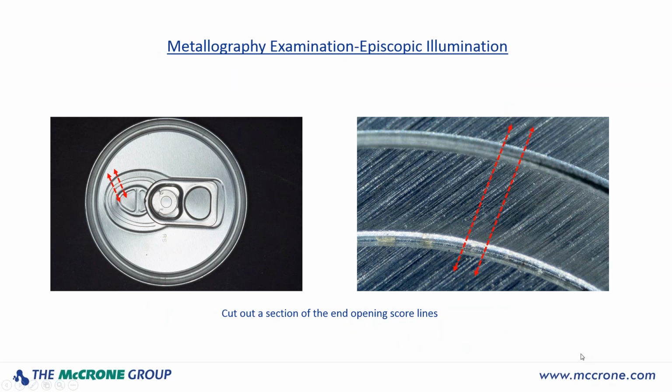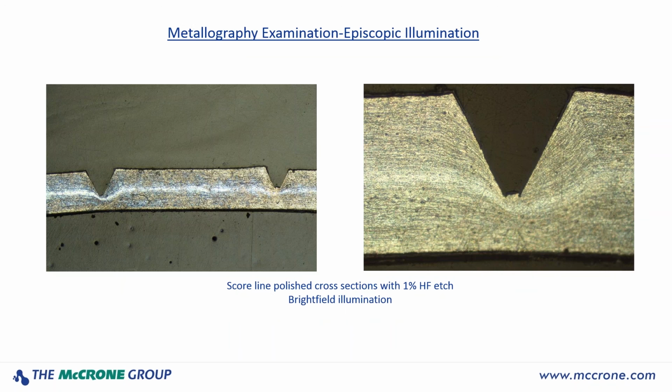Again, on the aluminum end, we can cut through the score area of the flap. That's what opens up the hole so you can pour the liquid out when you pull that tab up. And these score lines are there to have controlled fractures of that flap so that it fractures very uniformly around the circumference and folds down into the can. So we cut a cross section through those score lines, and we can etch them with hydrofluoric acid, and we can see the flow patterns again of the aluminum from that stamping operation to produce those score lines.